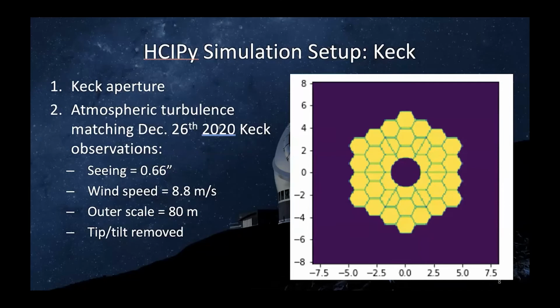So in HCIPy, we set up our segmented Keck aperture. We chose a night where we had a great deal of vortex coronagraphic data. So on this particular night, we noted our seeing, our wind conditions, et cetera. And we included that in our atmospheric turbulence simulation component of HCIPy.